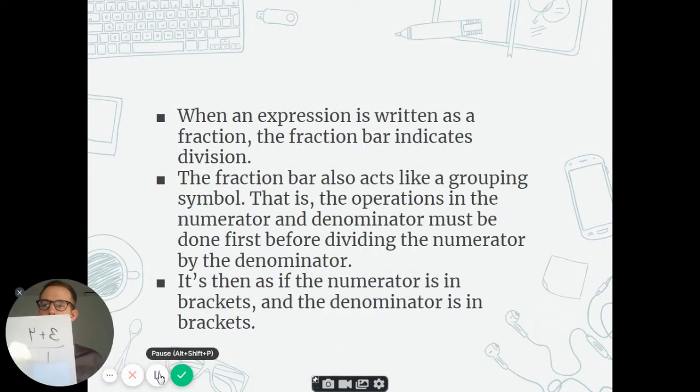So on this whiteboard, you can see that I've got a fraction, 3 plus 4 over 1. Now the fraction bar, which is here, also acts like a grouping symbol. So you can imagine that the numbers on one side of the fraction, the numerator, and the numbers on the other side, the denominator, must be solved first before you divide. So you have to add these two numbers together. And you can imagine that there's an imaginary bracket around these numbers.